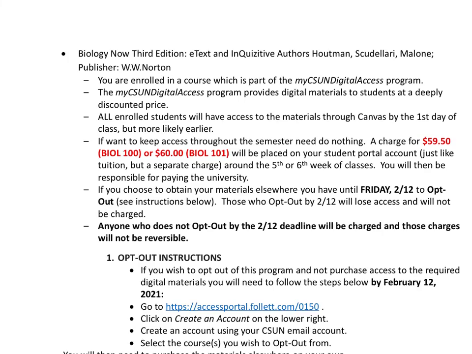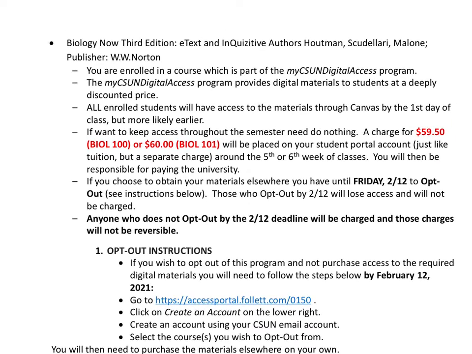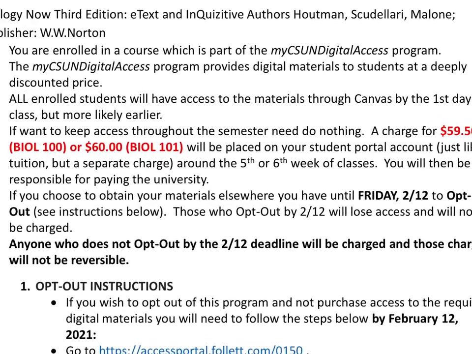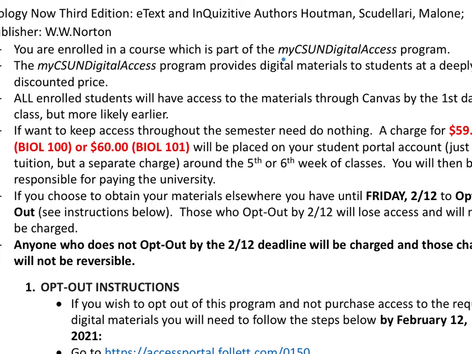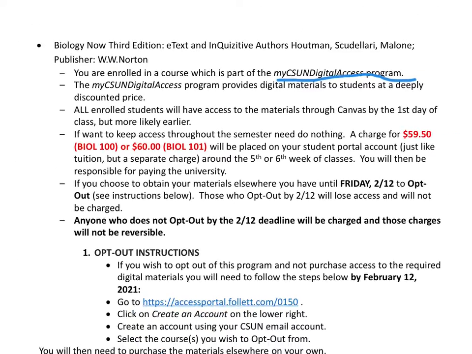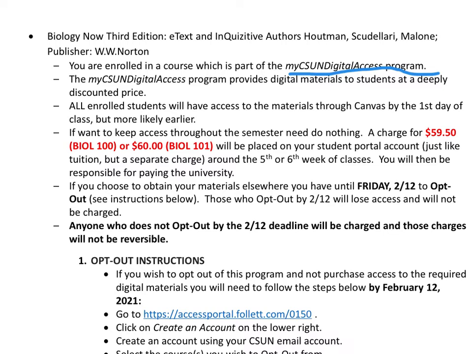So it turns out that for this class, we're using a text called Biology Now. It's the 3rd edition. It turns out that with something called My CSUN Digital Access, you are automatically signed up for that. That means you opted in, and the cost will be $59. That means all enrolled students will have access to the materials through Canvas by the first day of class, or more likely earlier. Okay.